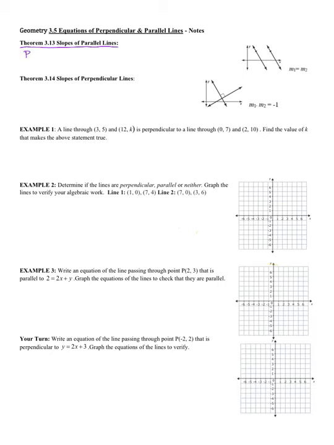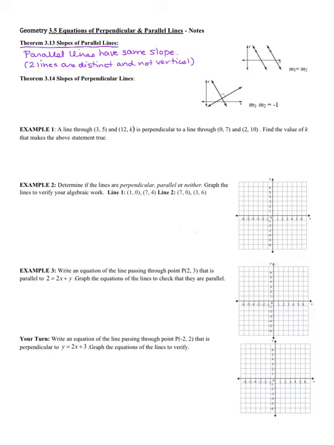Well, hopefully you say that parallel lines should have the same slope. And by that, we also mean that the two lines are distinct. They're not the same line. And they're not vertical, because vertical lines don't have slope, right? Or they have an undefined slope.